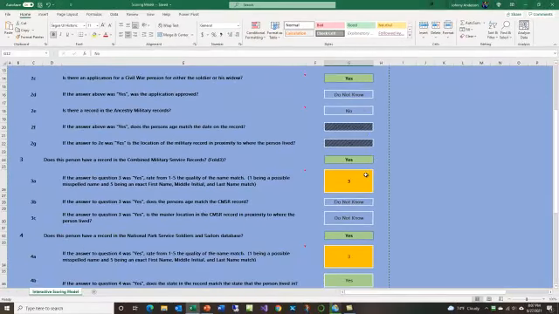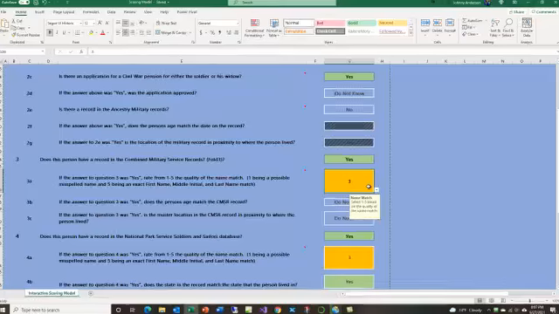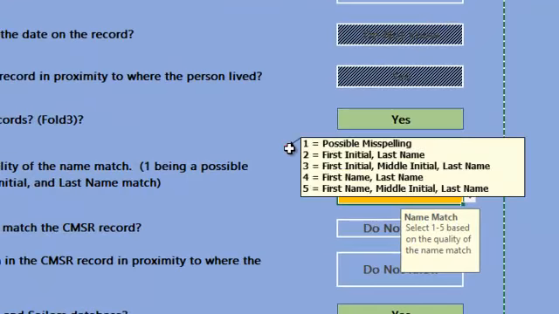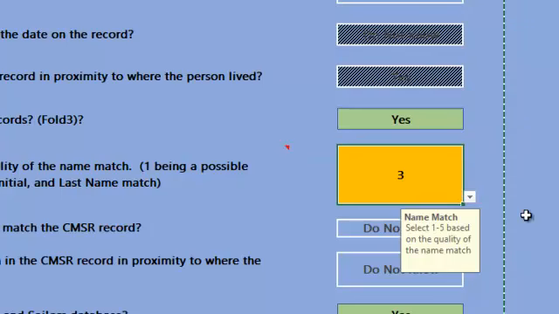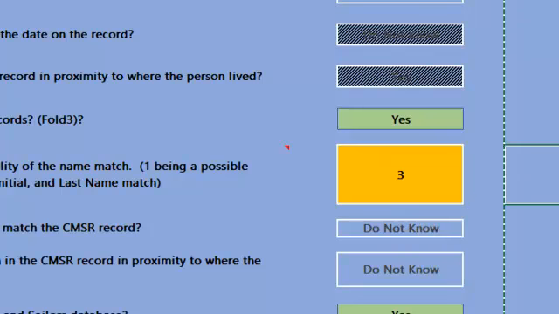When we looked in Fold3's combined military service records, we found John Bunyan Barclay when we searched for J.B. Barclay. So we found him in Fold3, and the name match was a 3 out of 5. This is a pop-up that shows how to rate that. If you had a misspelling, it's a 1. If it's a first initial last name, it's a 2. First and middle initial last name, and so forth. So we had J.B. Barclay, so we rated that a 3, which is middling for a match.